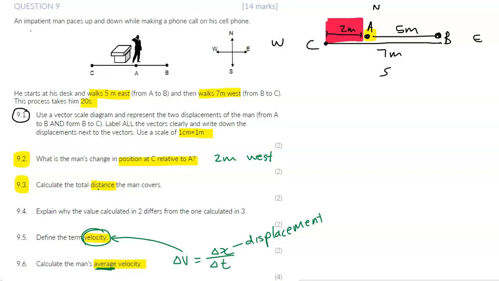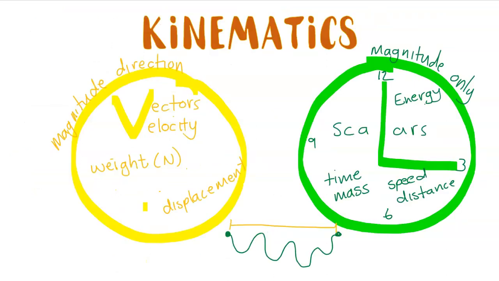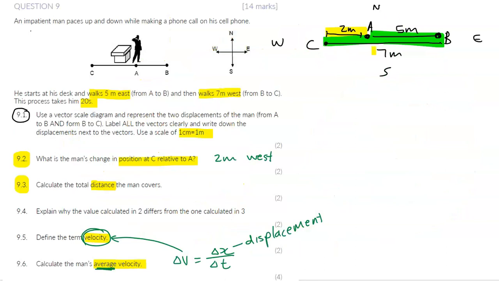9.3 asks, calculate the total distance of the man. And the total distance will be the true path that he followed. Now, if I use the colors like we used in our little summary, where we said vectors are yellow and scalars are green, then this is what's going on here.